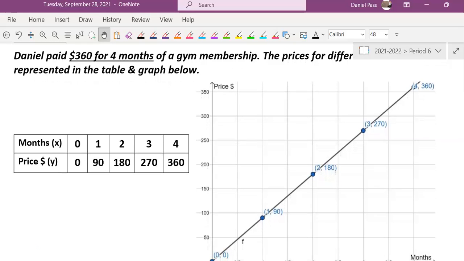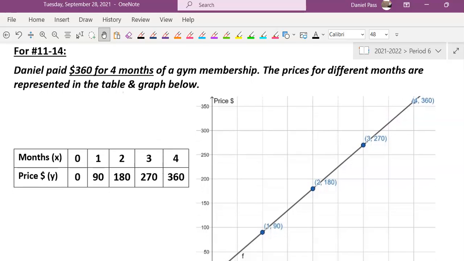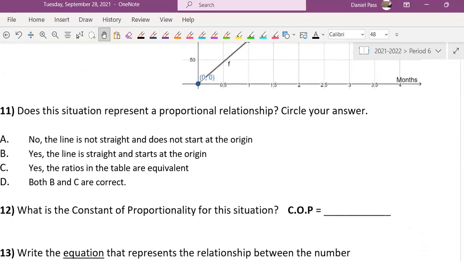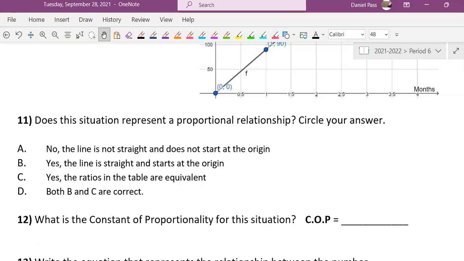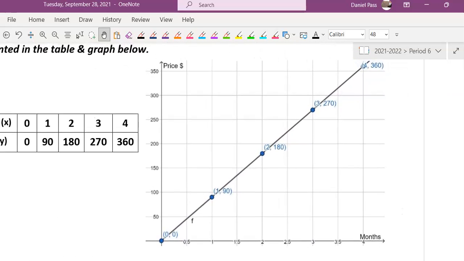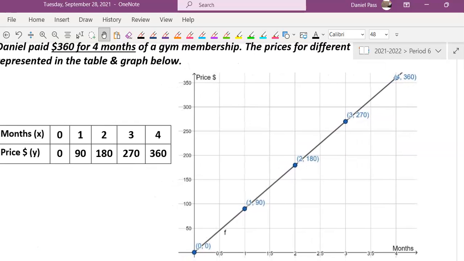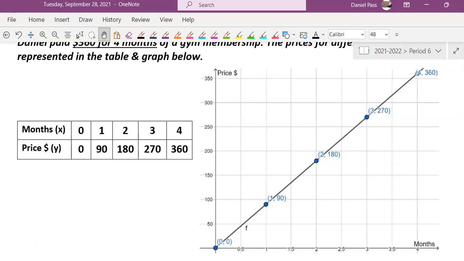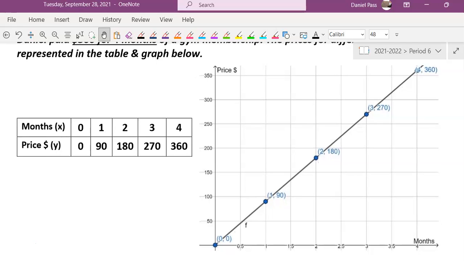All right. So, Daniel paid $360 for 4 months of a gym membership. The prices for different months are represented here in the table and here in the graph. All right. Does this situation represent a proportional relationship? What do you think, SpongeBob? It's D. Do you think it represents a proportional relationship? Yes.